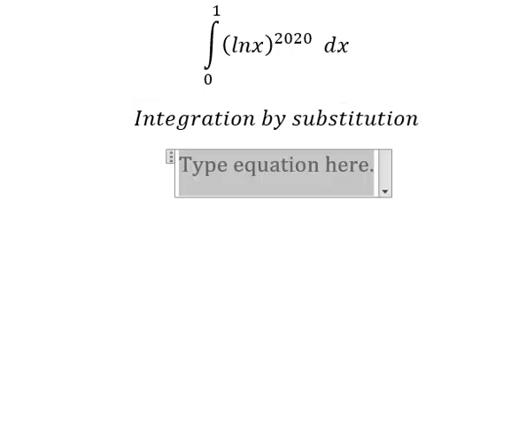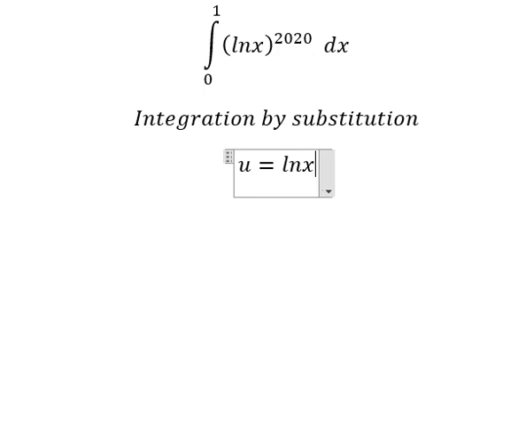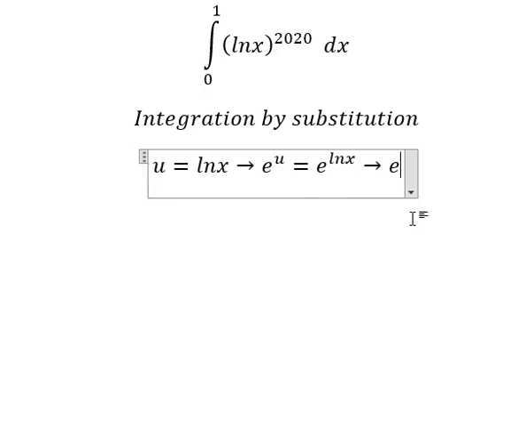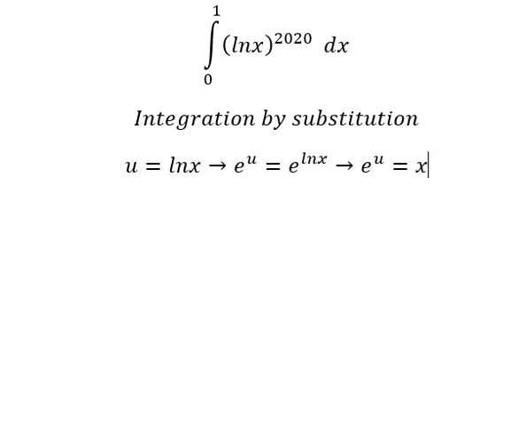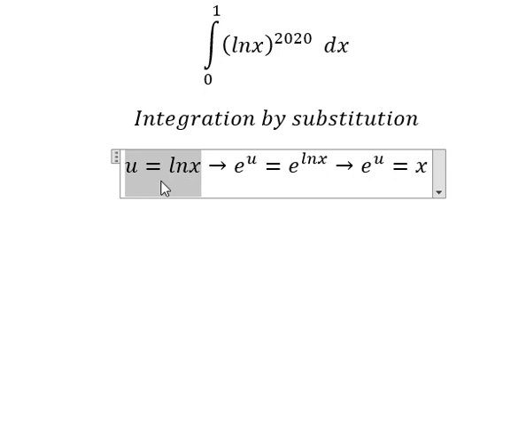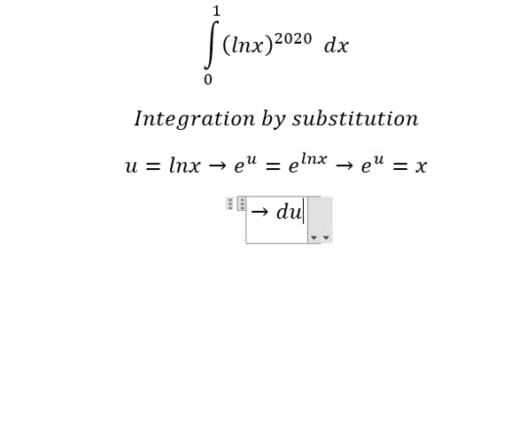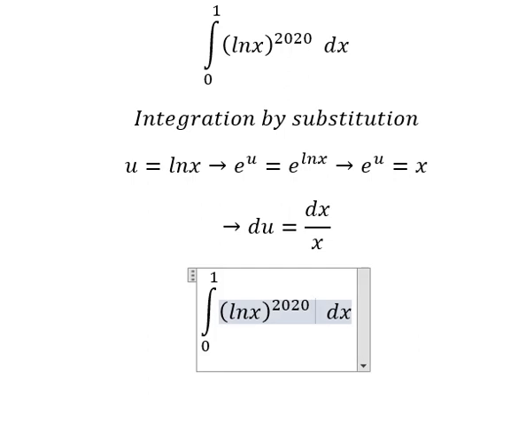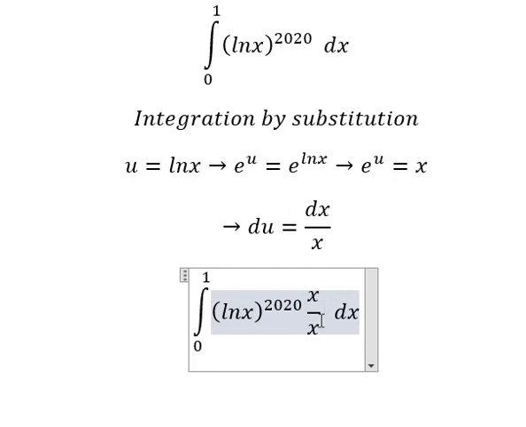So I will put u equals ln x. Next, I will put e on both sides. And we know that e to the power of ln x gives x. Now, we need to do first the derivative of this one, and we have du equals dx over x. So, in this situation, I will put dx over x here.